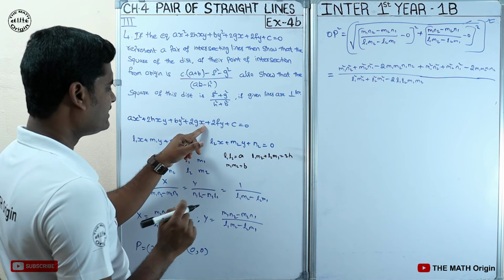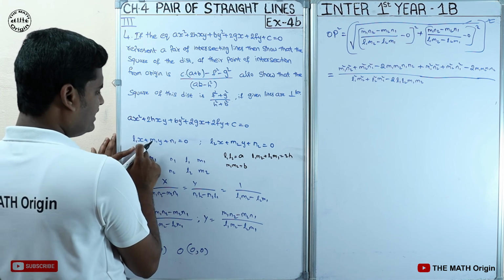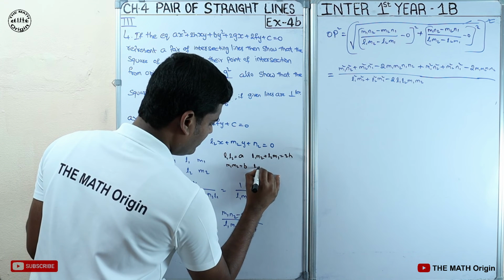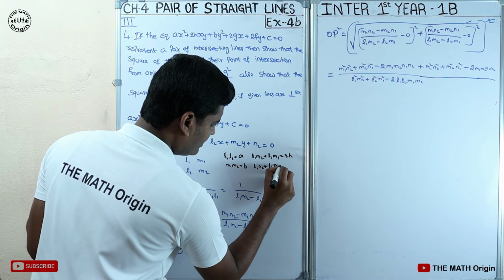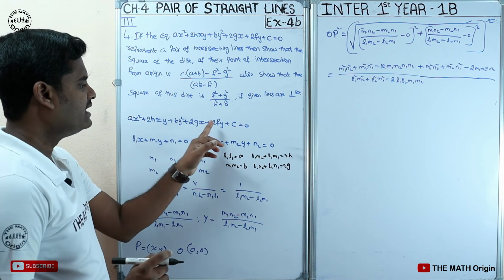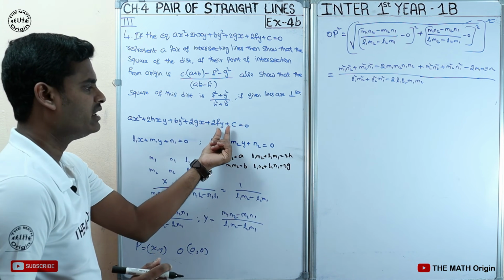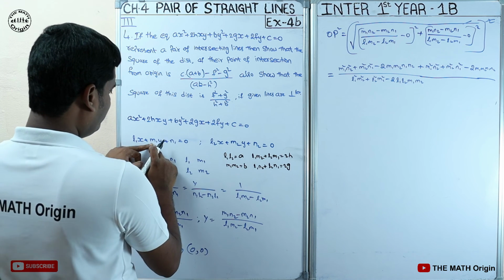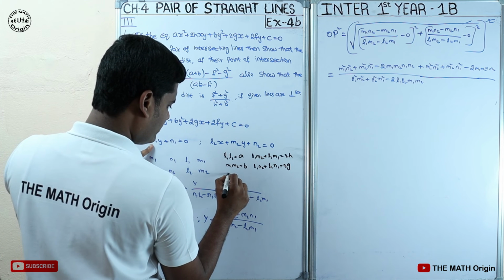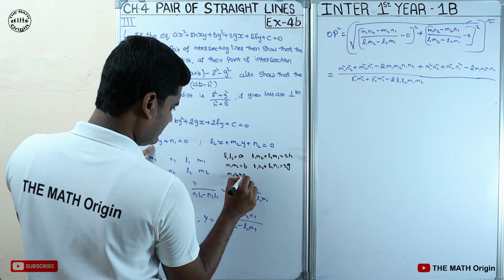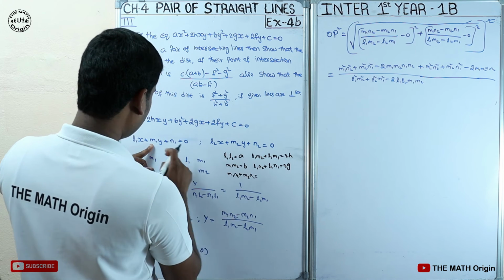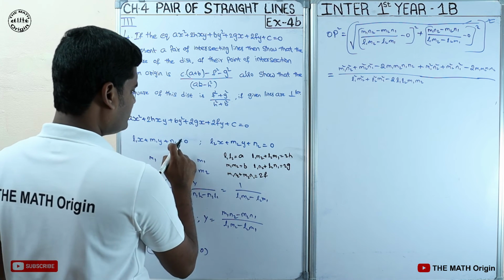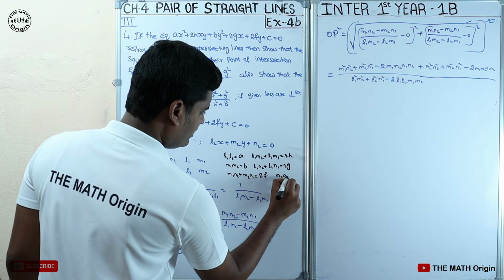Next 2g, which is the x coefficient. X coefficient means L1x into n2 and L2x into n1. So L1 n2 plus L2 n1 is equals to 2g. In the same way 2f will be with y values, y coefficient means m1 into n2 plus m2 n1 is equals to 2f, and in the same way the constant is n1 n2. n1 n2 is equals to c.